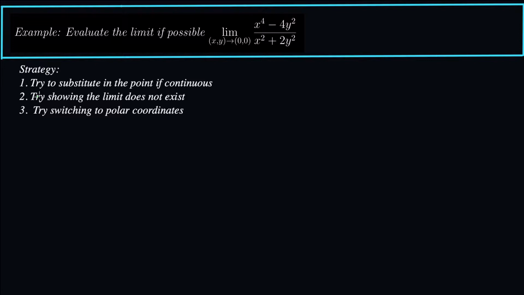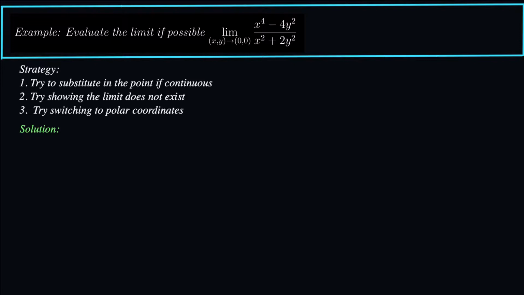And then number three, maybe we've struggled with both of those, but maybe polar coordinates can help us out. So we'll look at an example later on of when we can switch to polar coordinates and show that the limit exists. And then maybe we'll look at showing that a limit does not exist with polar coordinates as well. So let's check this one out, see what happens, see what we can do.